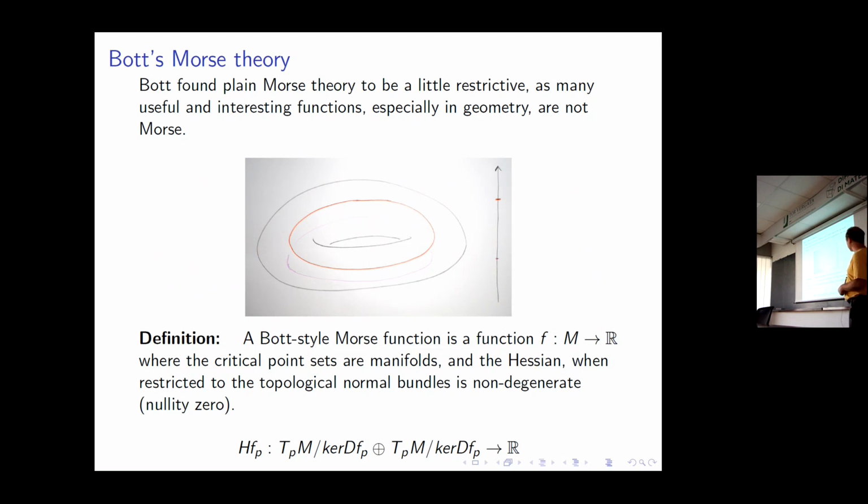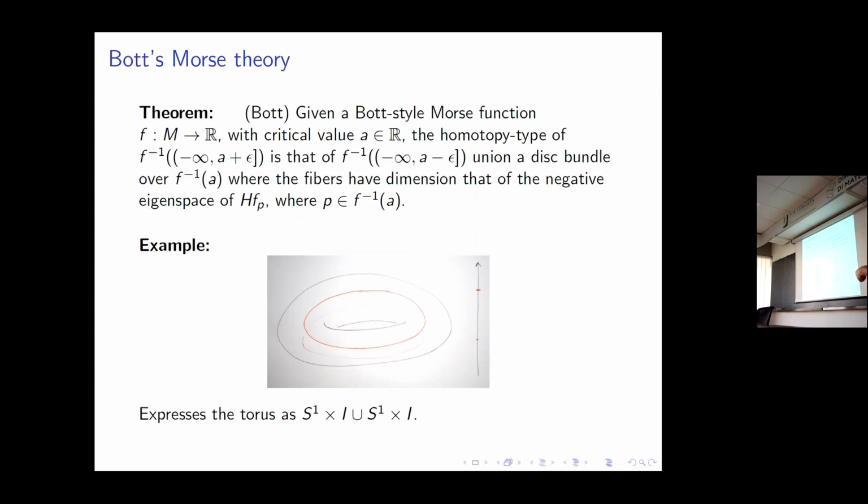So a Bott-style Morse function is a function from a manifold to the real numbers where the critical point sets are submanifolds, and the Hessian, when you restrict it to the topological normal bundle, has to have zero nullity. That is what I mean by the Hessian restricted to the topological normal bundle. If you're careful, that is a well-defined object. So this is the setup for Bott-style Morse theory.